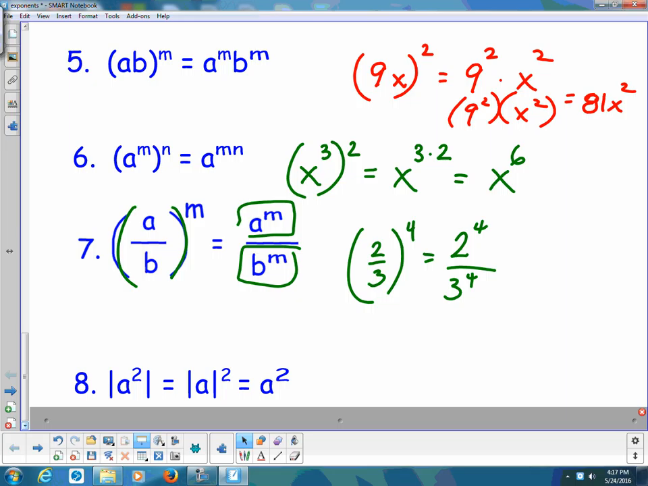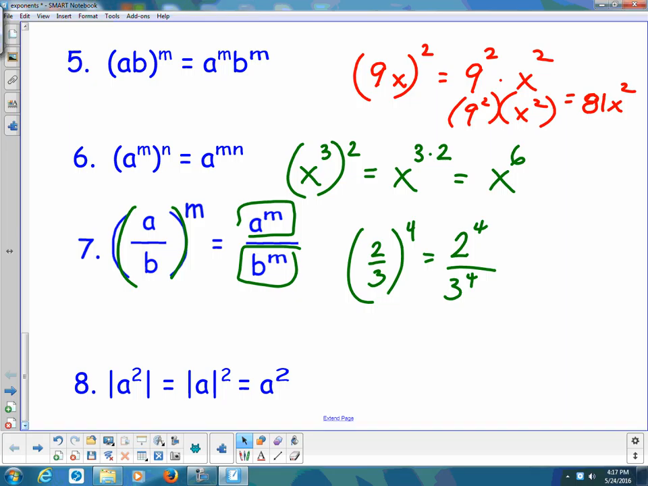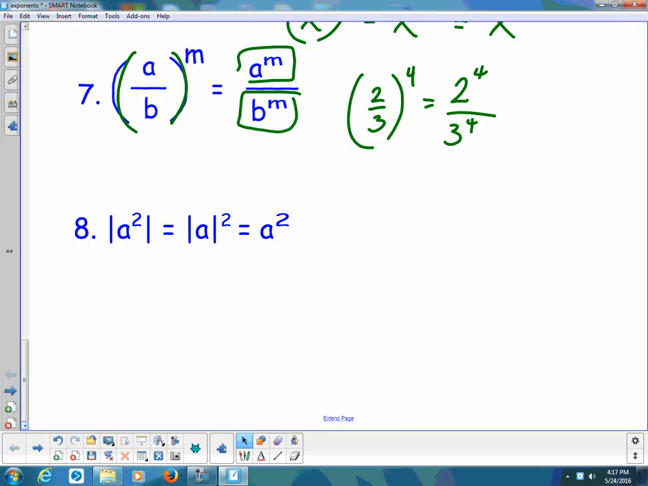We've got one more that maybe you've heard of, maybe you haven't, and that one looks like this: the absolute value of a squared is the same as the absolute value of a with the squared on the outside, and that's equal to just a squared. Right? And this works if a is positive, it works if a is negative.